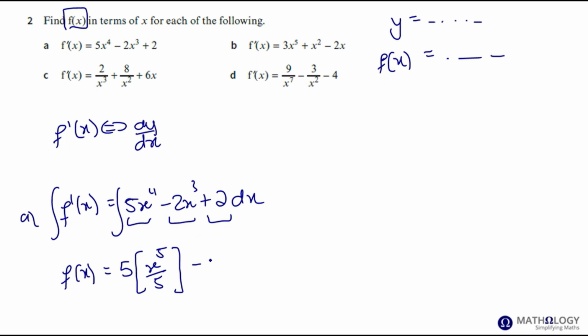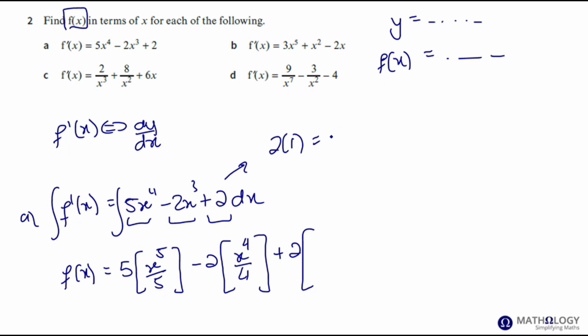Then we take minus 2 as a constant. It takes no part in integration. x to the 3 plus 1, so x to the 4 divided by 4. And then plus 2 times. Now 2 is 2 times 1, which is, in terms of x, 2x to the 0. So we have x to the 0 plus 1, x to the 1, and then divide by 1. And now finally we add the constant of integration.